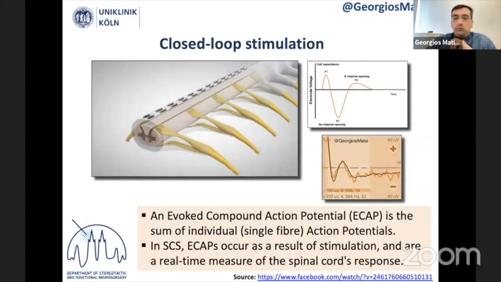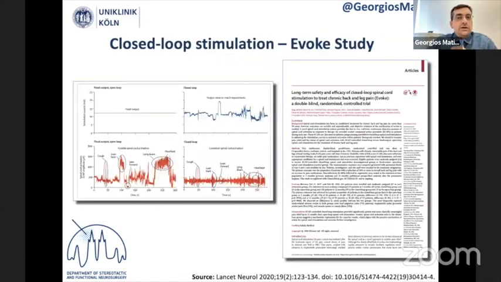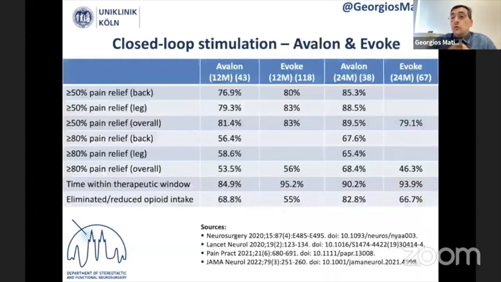This is a new, very promising therapy. There are clinical results. There is a study, the Avalon study, coming from Australia with 12-month results. We have the Evoke study coming from the United States with 12-month results, all of them published in very good journals. And now we have also, for both studies, 24-month results.